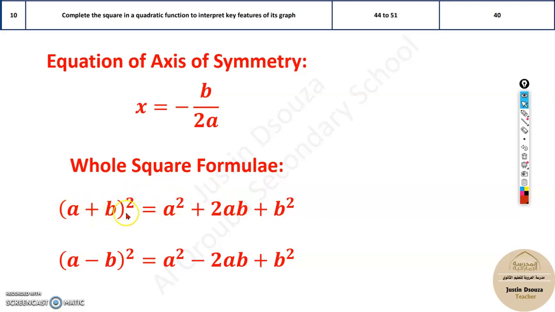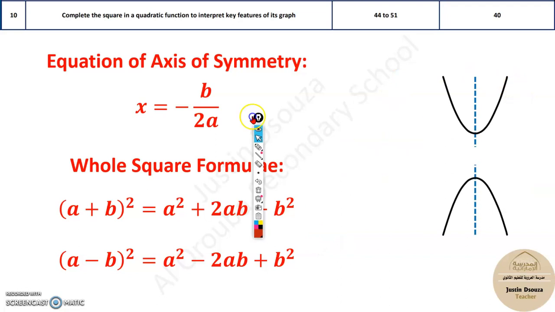That is, a plus b the whole square equals a squared plus 2ab plus b squared. When there is a minus over here, a squared remains the same, but the 2ab becomes negative, and then the remaining is b squared. And over here, there's one more thing.